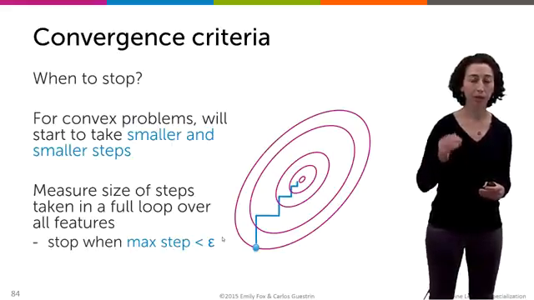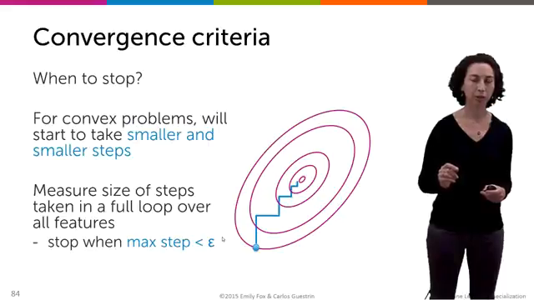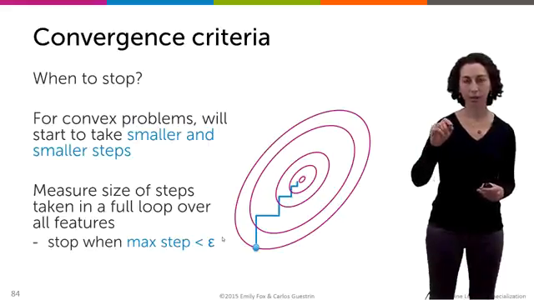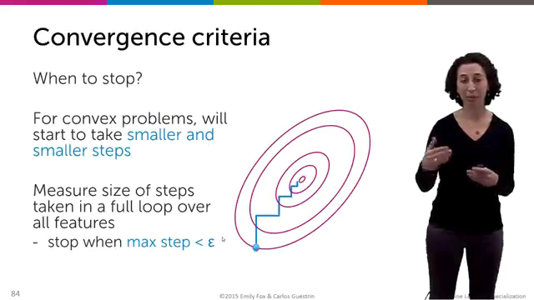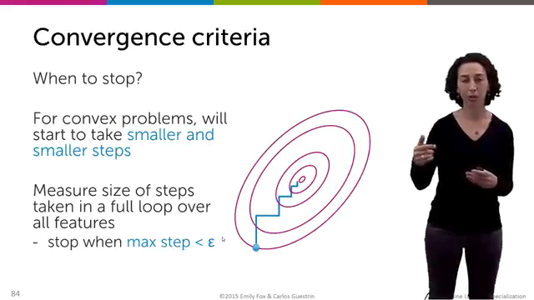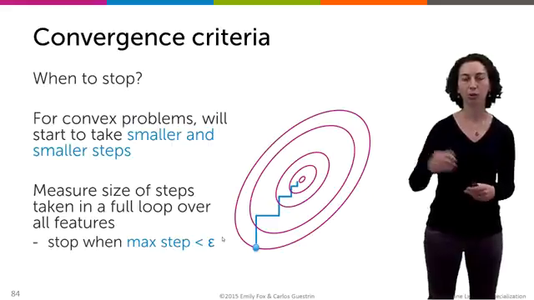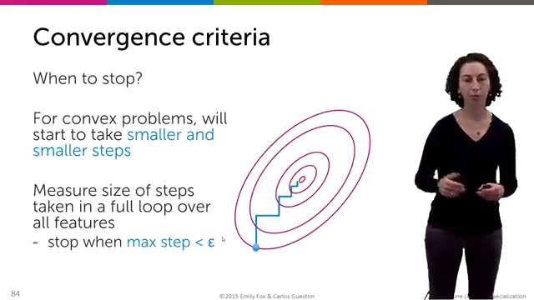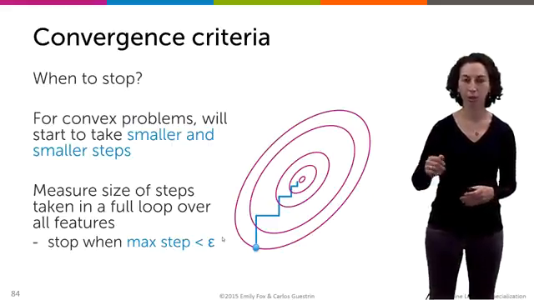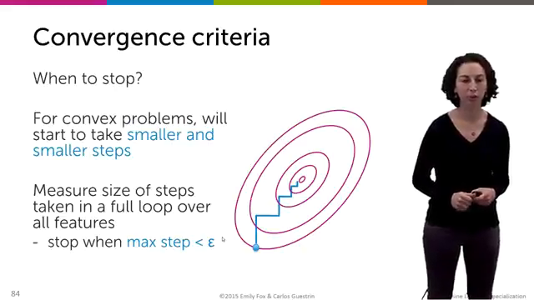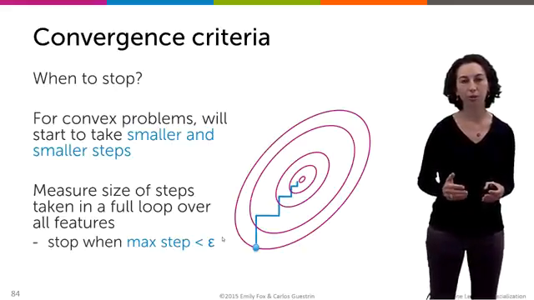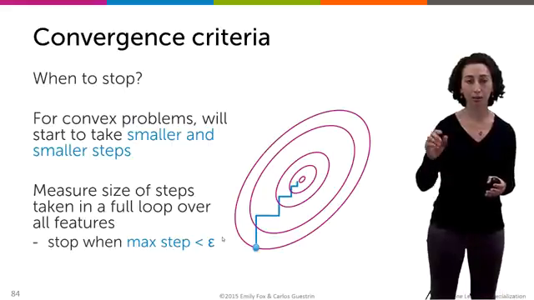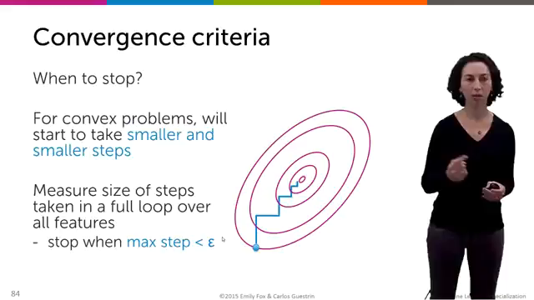One thing we know, though, is that for convex objectives, the steps that we're taking as we're going through this algorithm are going to become smaller and smaller and smaller as we're moving towards our optimum. Well, at least in strongly convex functions, we know that we're converging to our optimal solution. And so one thing that we can do is we can measure the size of these steps that we're taking through a full cycle of our different coordinates.